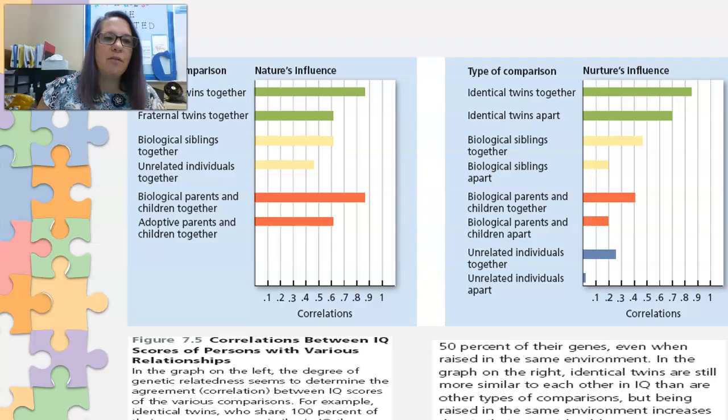Okay, so that is it for intelligence, guys, and that's it for Unit 2. We have completed another unit. We are well on our way.